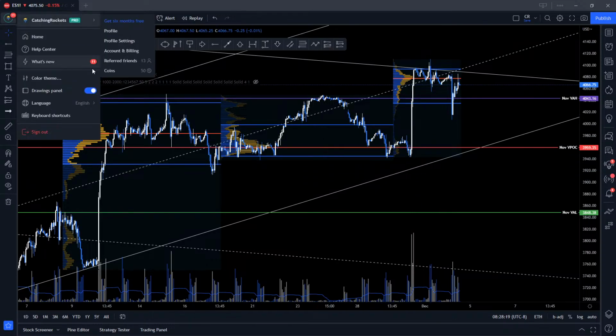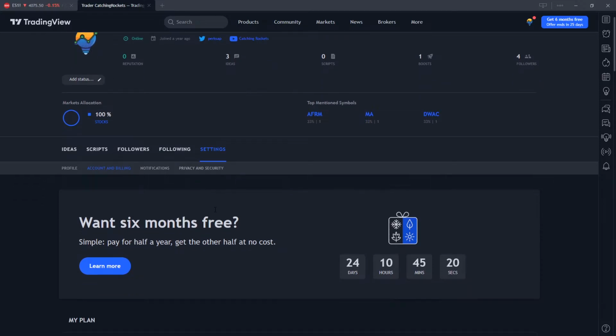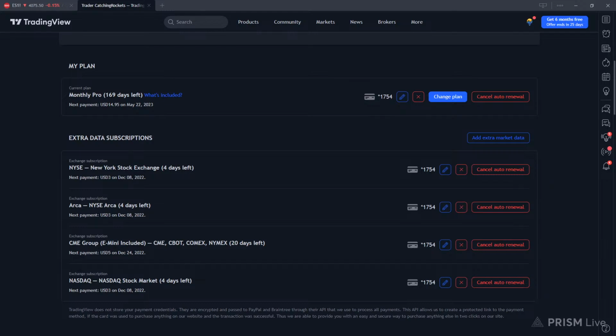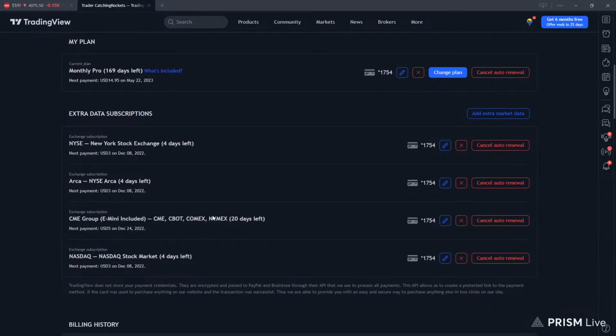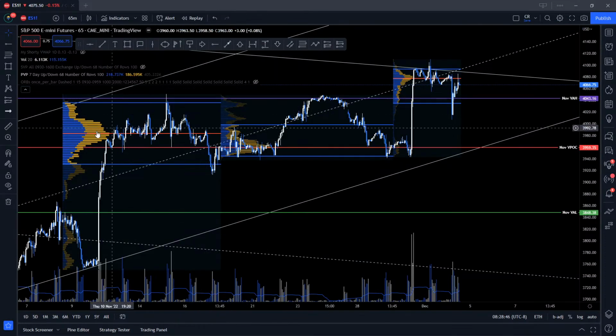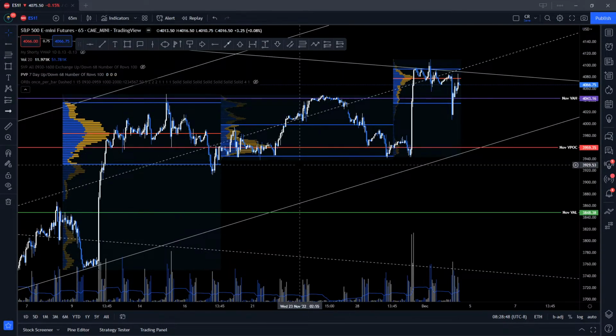And I should add, for TradingView, you have to have a paid account to get the volume profiles, and you're going to want live data: NYSE, ARCA, and NASDAQ. And if you want futures, you're going to need CME group. So if you want live data for ES and NQ and all of that, you're going to need the CME group as well.